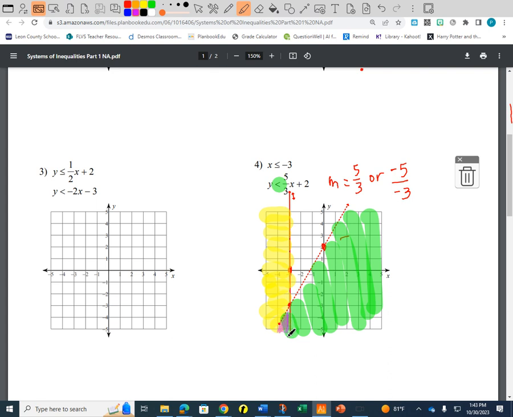But remember, this goes on forever, right? So that space, that section is going to get bigger and bigger. But on our coordinate plane, it only looks like that.